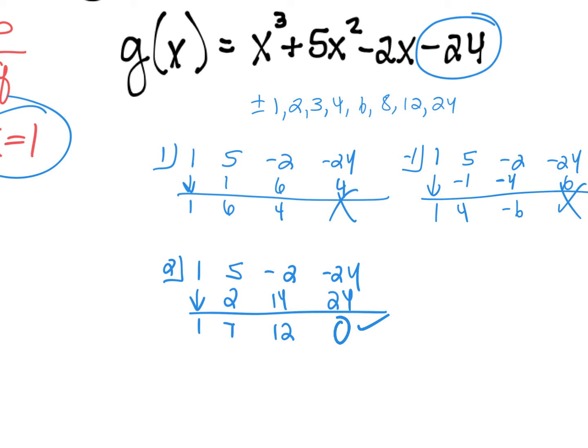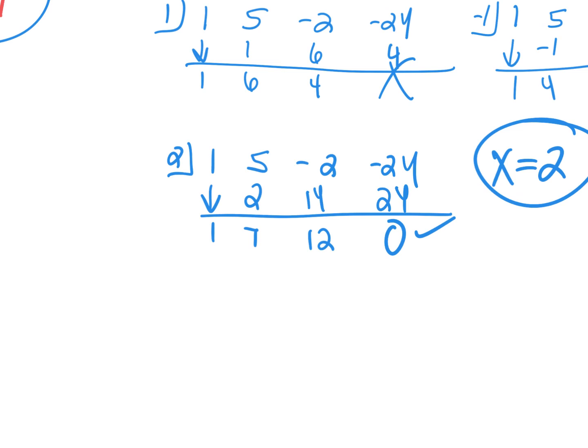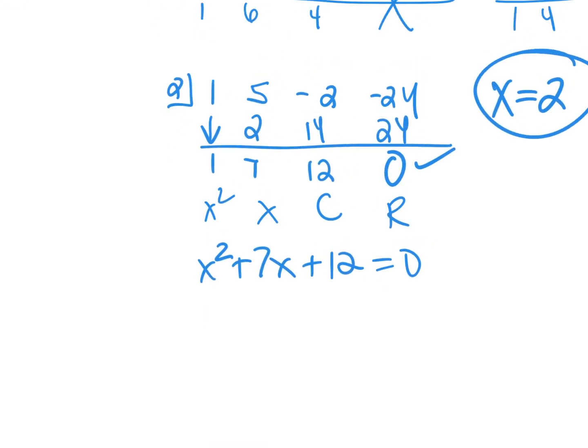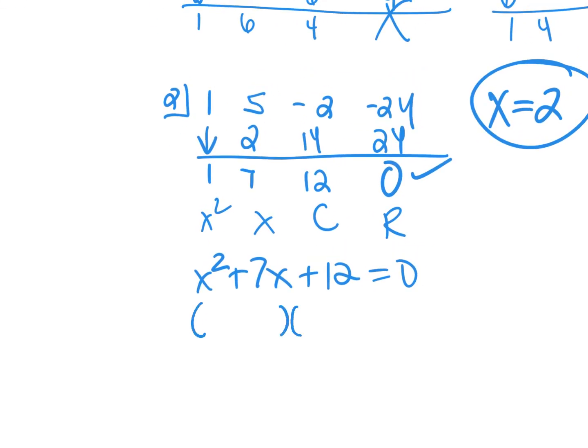X equals 2. I know that. X equals 2. There's one of my zeros. How many zeros should I have? 3. So I have 2 more left. Well, remainder, constant, x squared, right? Mariana, perfect. We go backwards. So this is x squared plus 7x plus 12 equals 0. Can we factor this? Yeah. Factors of 12 that multiply to give me 12 but add to give me 7.